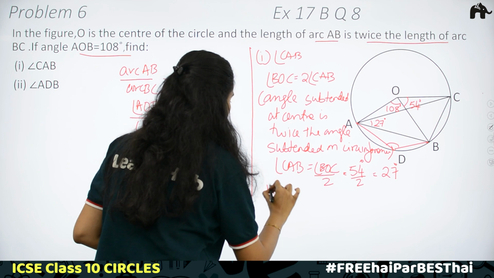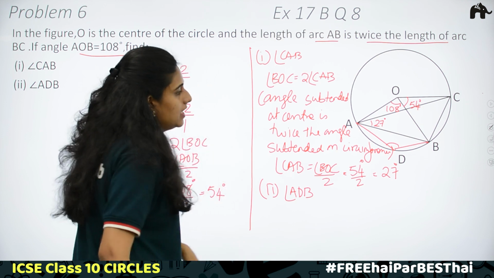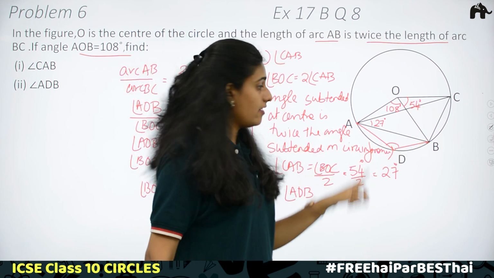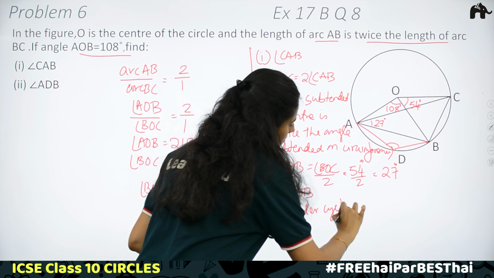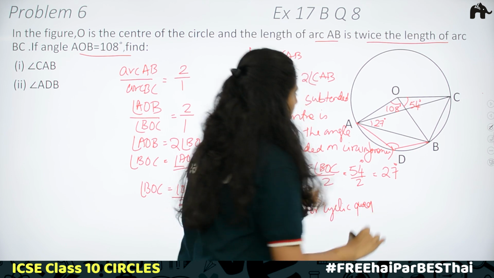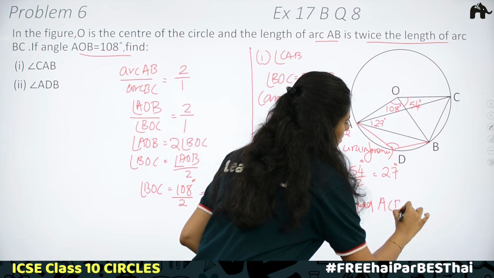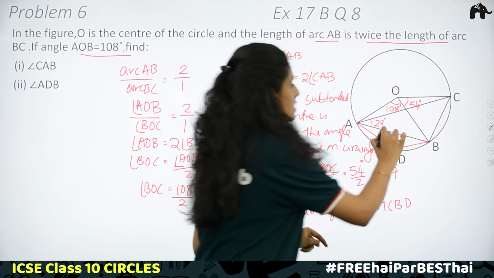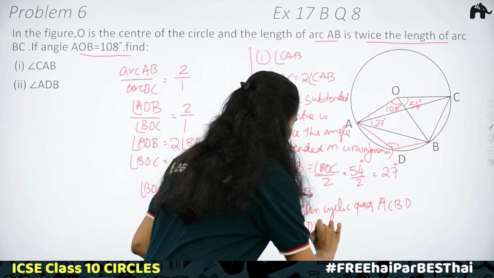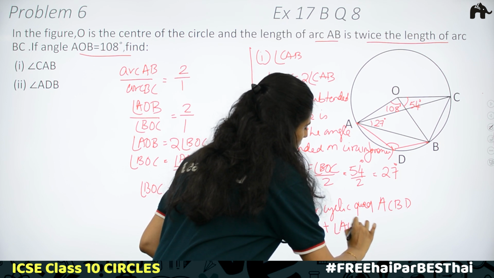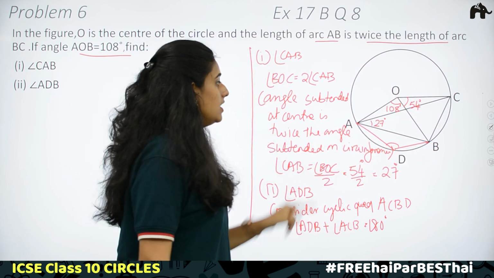Now, the second part of the question, we have to find angle ADB. How to find ADB? Now, consider cyclic quadrilateral ACBD. We know that the sum of opposite angles will be equal to 180 degrees. Angle ADB plus angle ACB equal to 180 degrees. But we don't know the value of ACB. How can you find ACB?